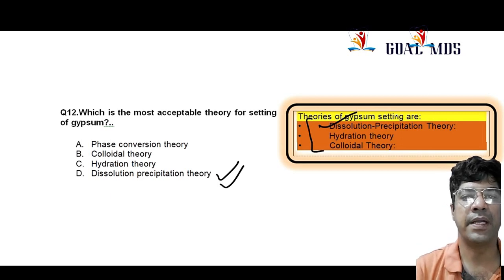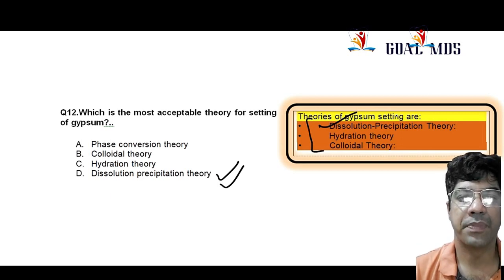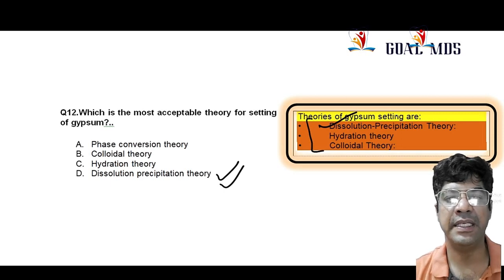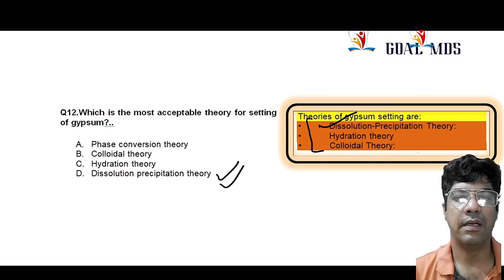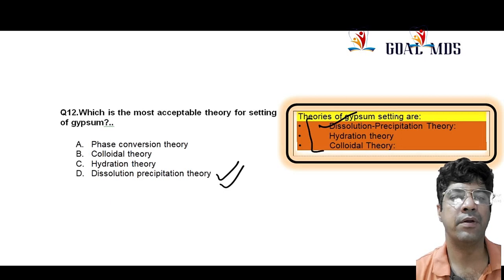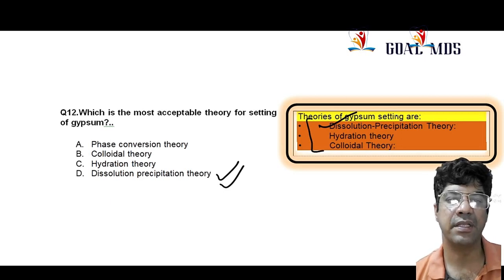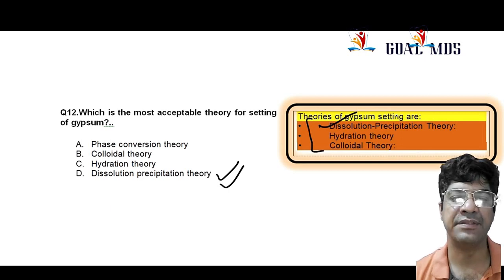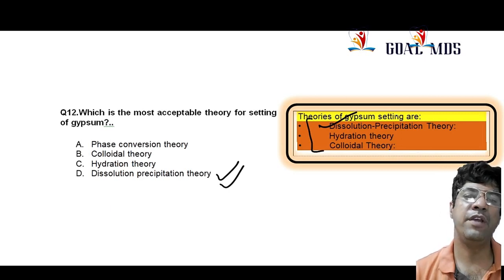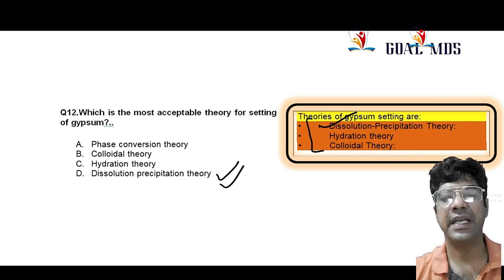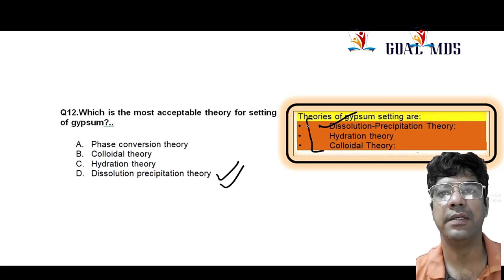As the dissolved gypsum ions come in contact with each other in the mixing process, they undergo a chemical reaction and they start to precipitate back as gypsum crystals. So these newly formed crystals interlock and harden over time, resulting in setting and hardening of the gypsum material.